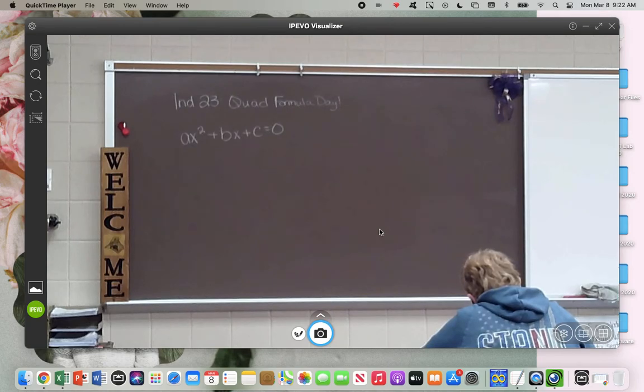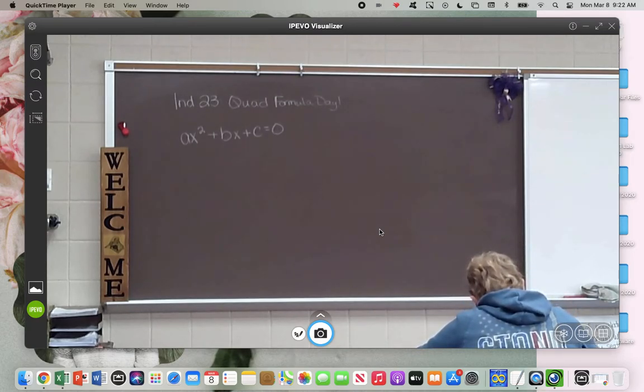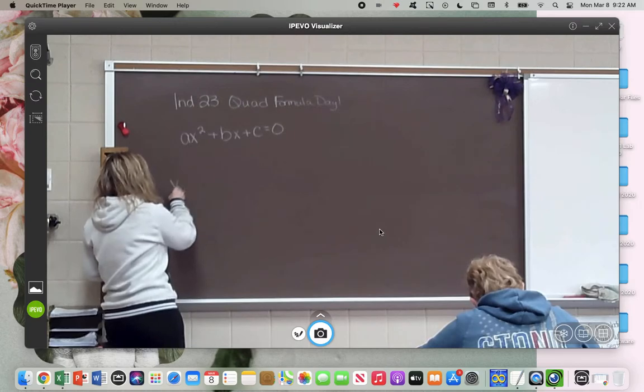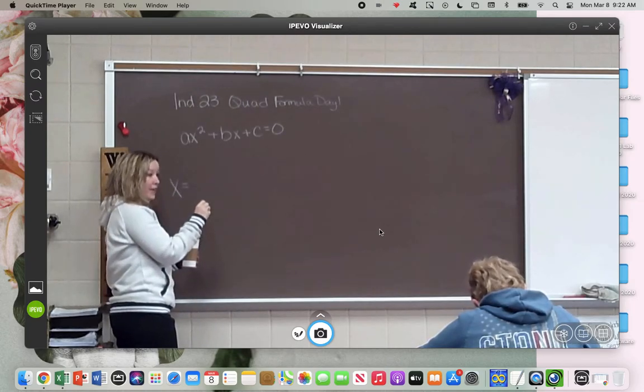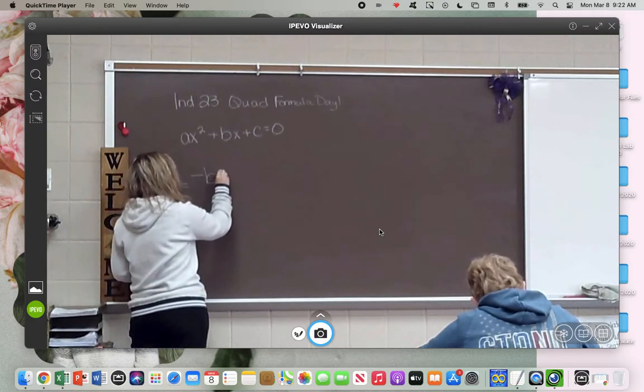Remember whenever we factored, it had to be equal to 0 before we could factor it? The quadratic formula is the exact same way. The formula does not work until everything is equal to 0. So we'll start with some that are equal to 0 today, and then we'll talk about what if it equals 5, and we'll move some things over. The quadratic formula looks a little messy, but I promise there is math behind it. It's not just a magical equation. It really does mean something.